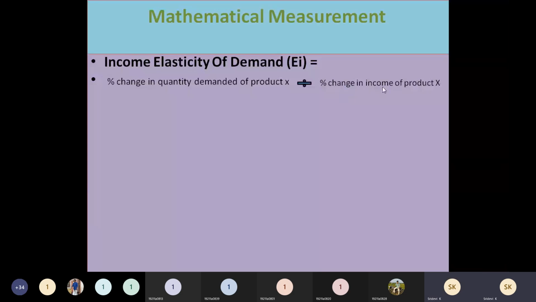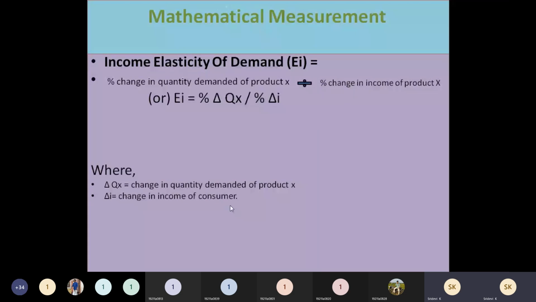So where delta QX is the quantity demanded of product X, and delta I indicates change in the consumer income. We can take it as (Qx2 minus Qx1) divided by Qx1, divided by whole, (I2 minus I1) divided by I1.